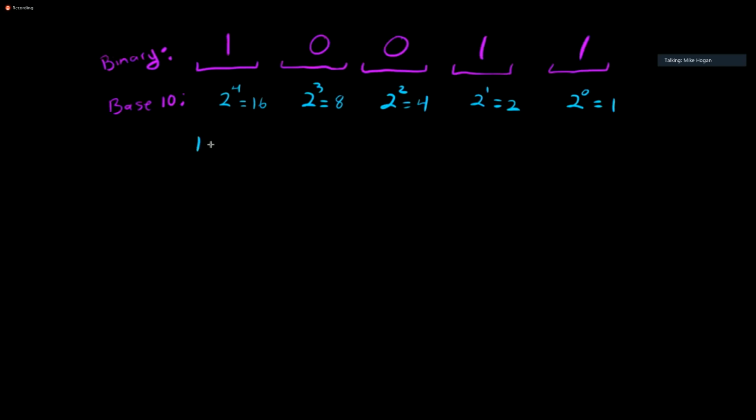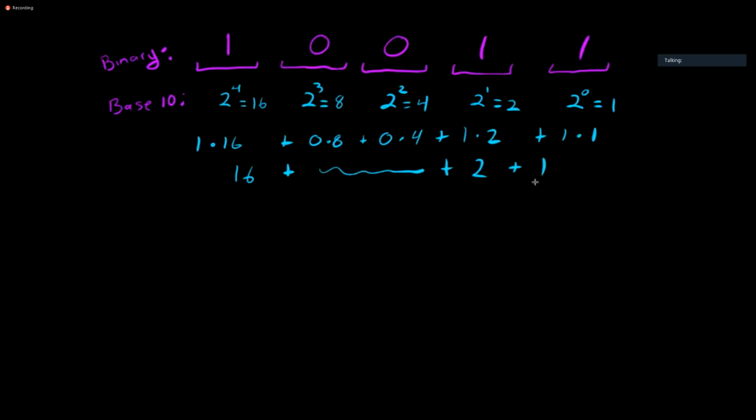We have digit 1 multiplied by 16 plus digit 0 multiplied by 8 plus another digit 0, this time multiplied by 4, plus a digit 1 multiplied by 2, and plus a digit 1 multiplied by 1. So here we wind up having 16 plus all of this is 0 plus 2 plus 1. And I'm just going to write 0 here. So this all equals 19. And that's, of course, in base 10. So we know that 1, 0, 0, 1, 1 is simply 19 in base 10 in the way that we understand numbers.